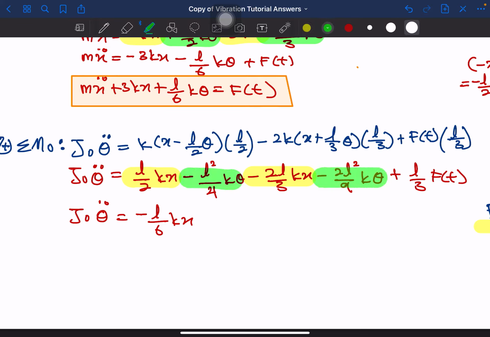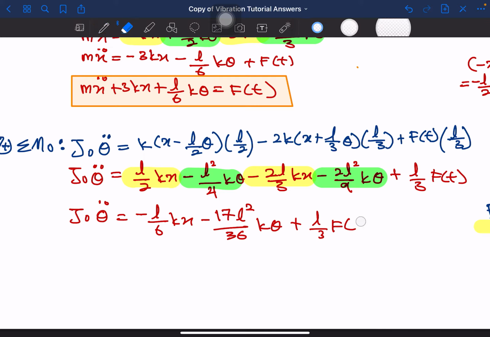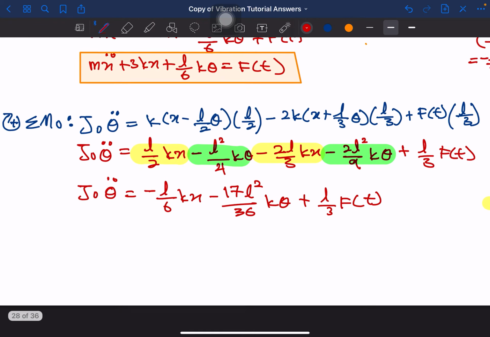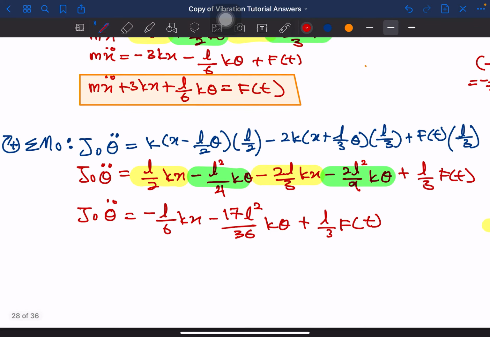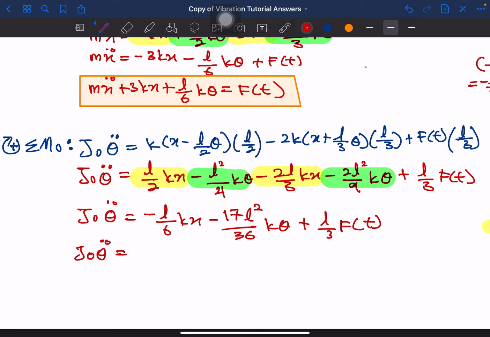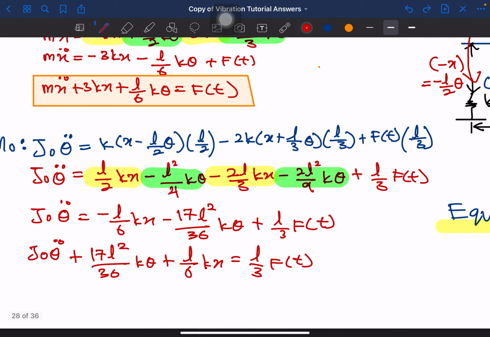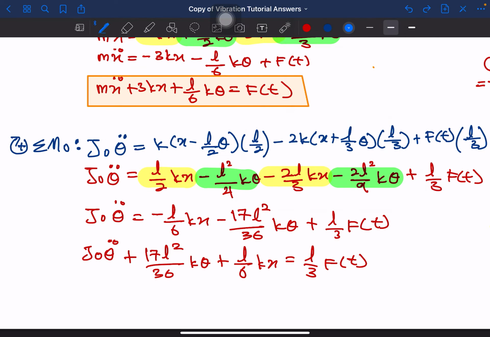Negative L square over 4, negative 2L square over 9. After you solve it using a calculator, you get negative 17 L square over 36 k theta. Lastly, the force plus L over 3 F. Alright, next. Bring everything to the left side, so you'll get L over 6 kx equals L over 3 FD. If no force, the right side is zero; there is a force, so leave the force on the right side. So this will be your second EOM.